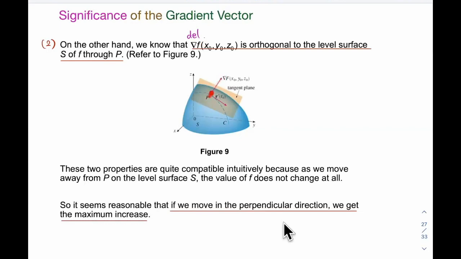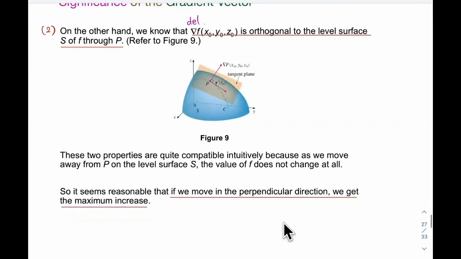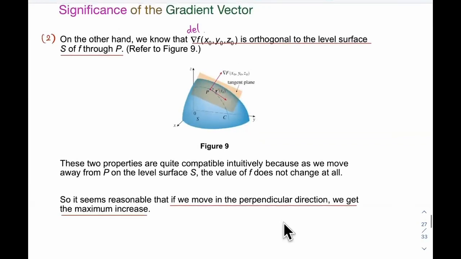How do you see orthogonal to the surface? If you have a tangent plane to the surface at this point, then this vector will be the normal vector of the tangent plane. So the gradient vector is orthogonal to this level surface. It's orthogonal to level surfaces when you have a function of 3 variables. If you have a function of 2 variables, it will be orthogonal to the level curve.